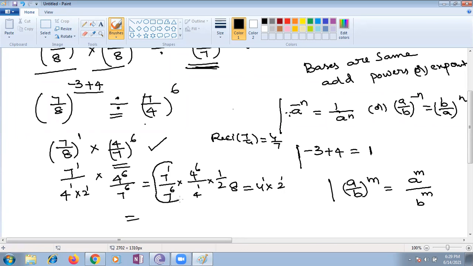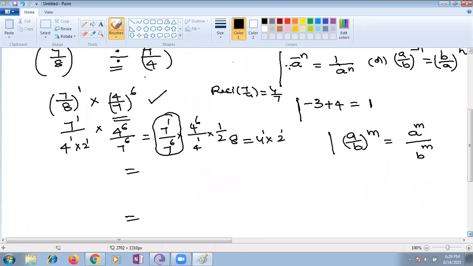Now which law of exponents can we use here? a power n upon a power m is equal to a power n minus m. Yes, we are subtracting. In division, when the bases are the same, you subtract your powers. So this becomes 4 power 6 minus 1, and as usual, this 1 by 2 power 1 can be written as 2 power minus 1.